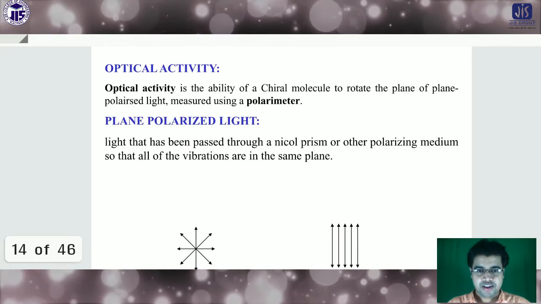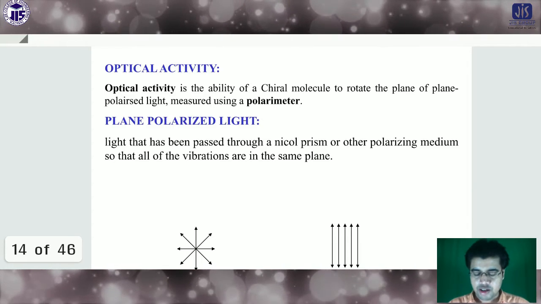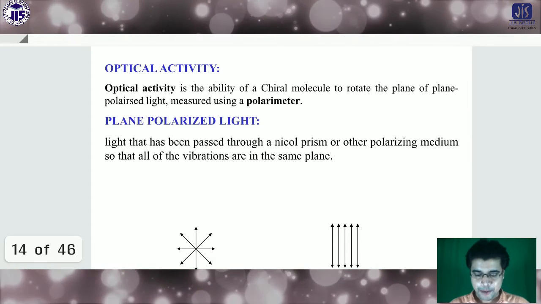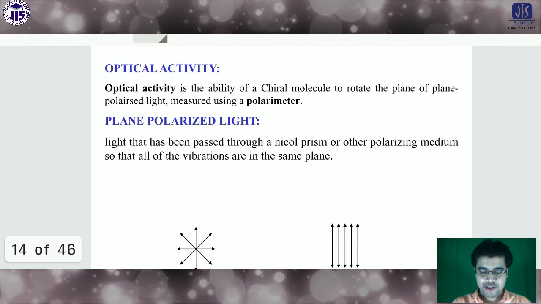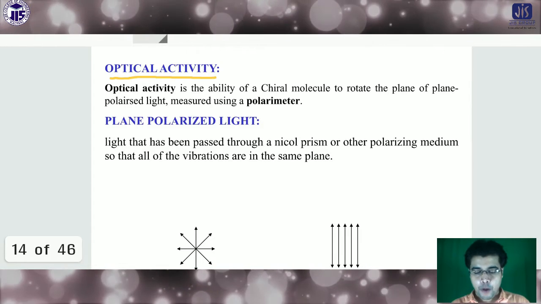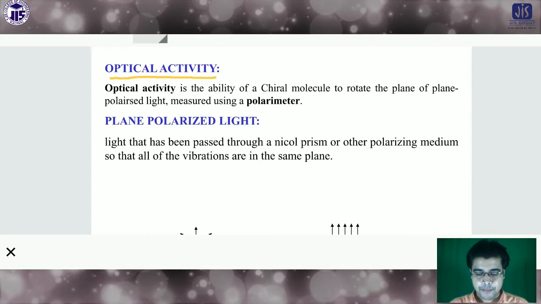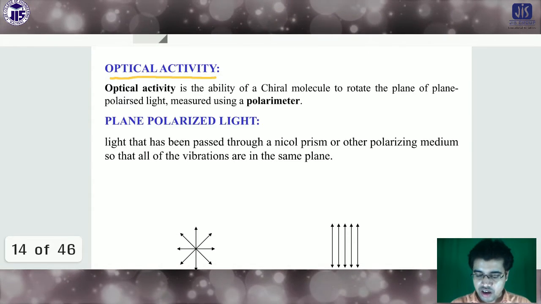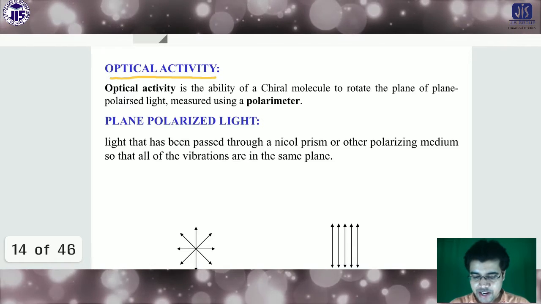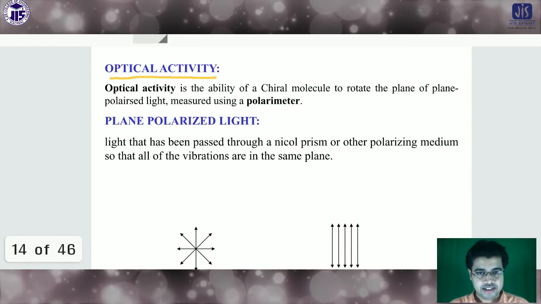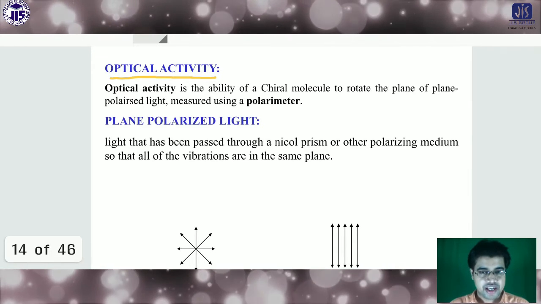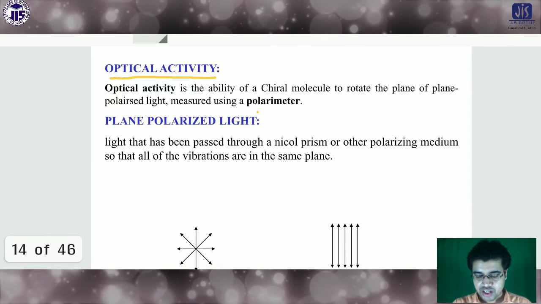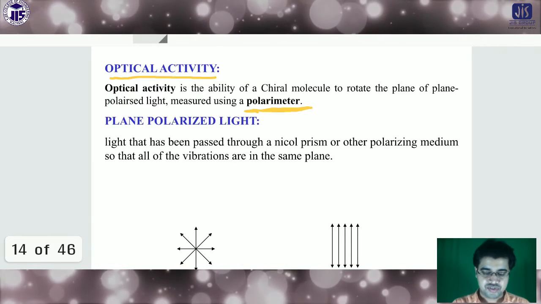First of all, what is optical activity? How can we define optical activity? Optical activity is the ability of a chiral molecule to rotate the plane of plane polarized light, measured using a polarimeter. Now some questions arise, I think.